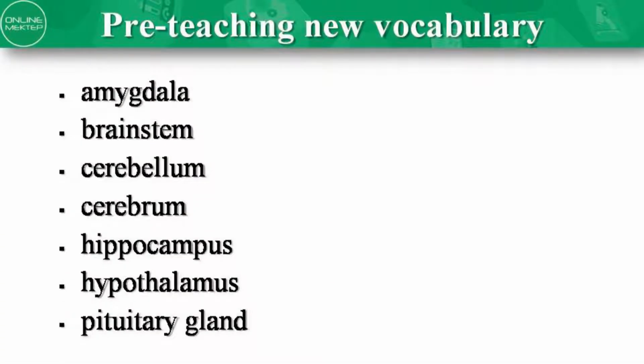Now, look at the words, listen, and repeat after me. Amygdala, brainstem, cerebellum, cerebrum, hippocampus, hypothalamus, pituitary gland.